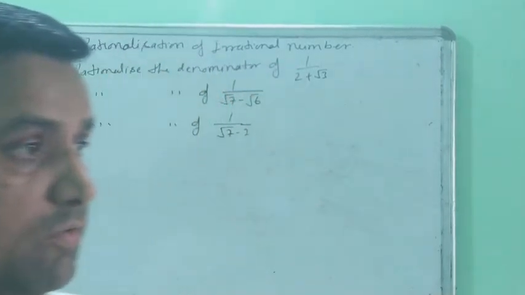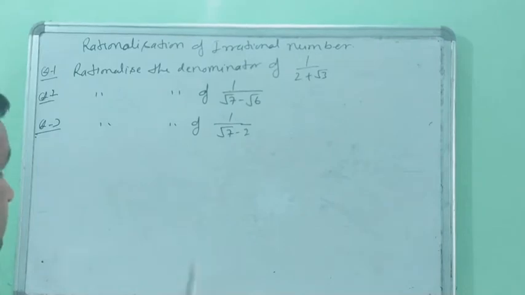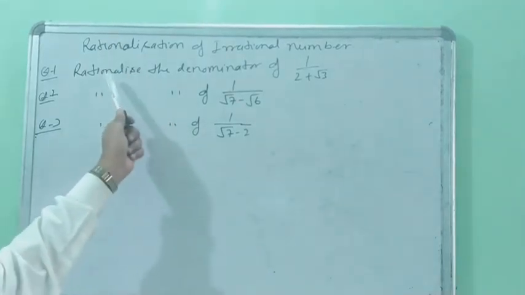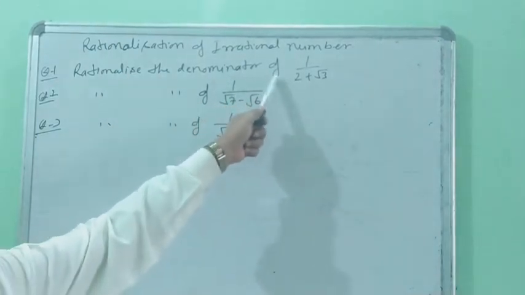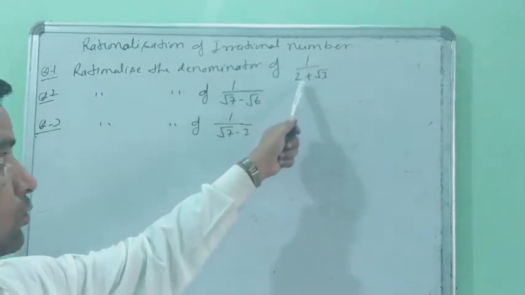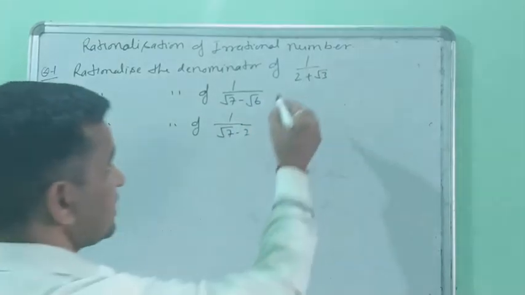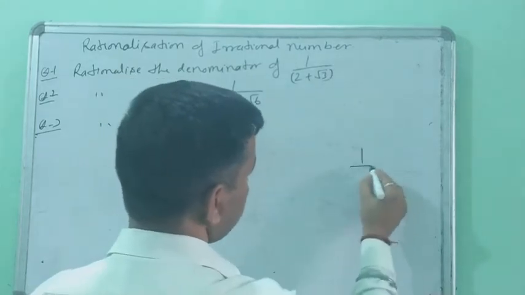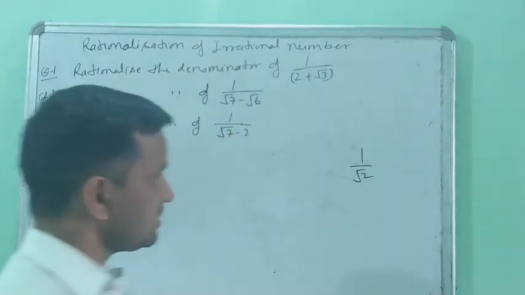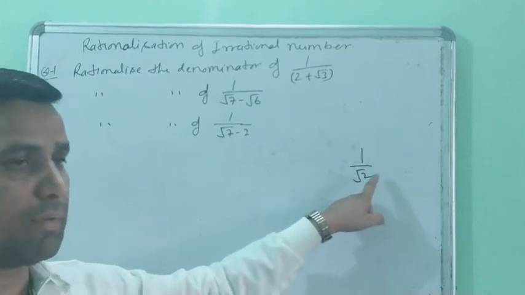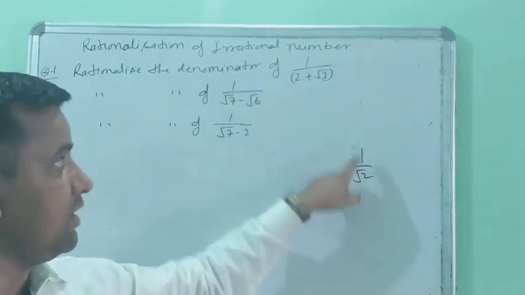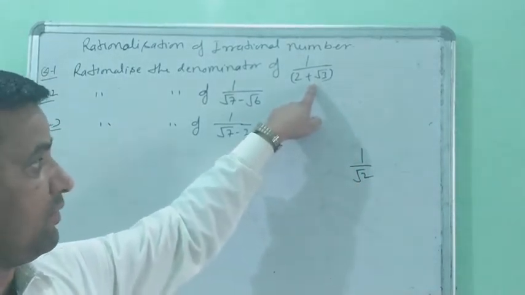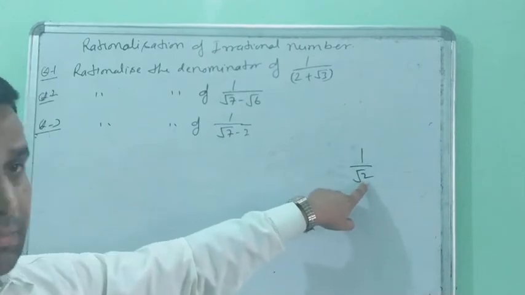So now we'll discuss one by one here. First question: rationalize the denominator of 1 upon 2 plus root 3. So this one is the binomial form, not the monomial form. Monomial form is only the root 2 here. Only one term is called the monomial form. This one is called the binomial form, because here there is only one term, this is the monomial.